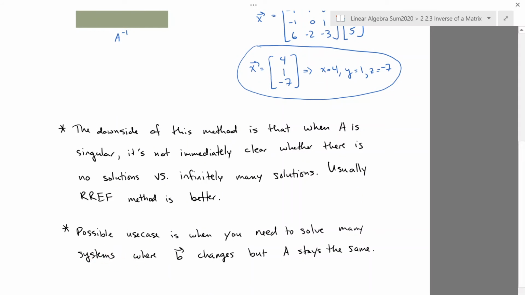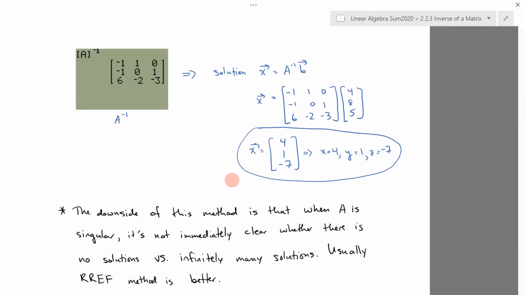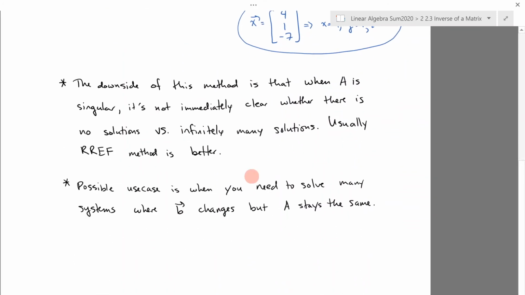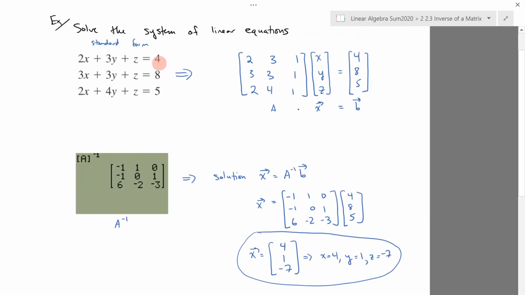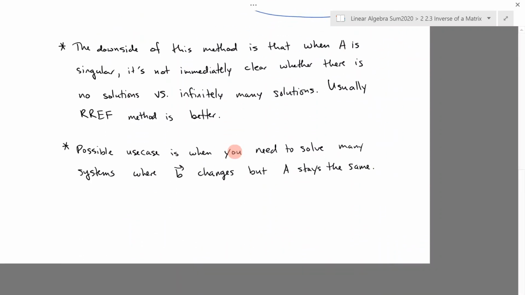One possible use case of this is if you know that the system does have a non-singular matrix A, and you need to solve many different systems where the constant terms are changing, then maybe this method is better.